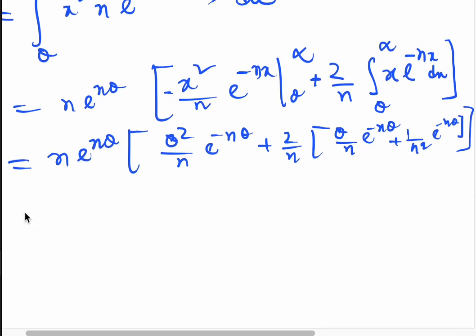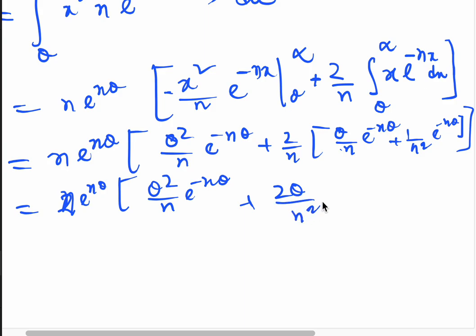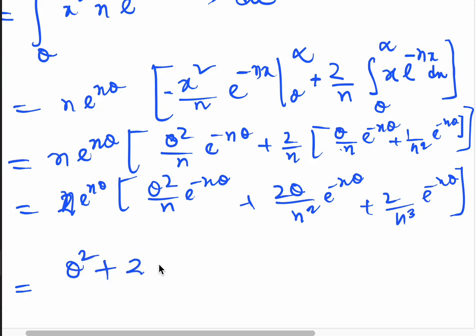So if I put all the terms together, we'll get 2/n e^(-nθ) times nθ², this is θ²/n e^(-nθ) plus 2θ/n² e^(-nθ) plus 2/n³ e^(-nθ). So this is θ² plus 2θ/n plus 2/n². So this is that.